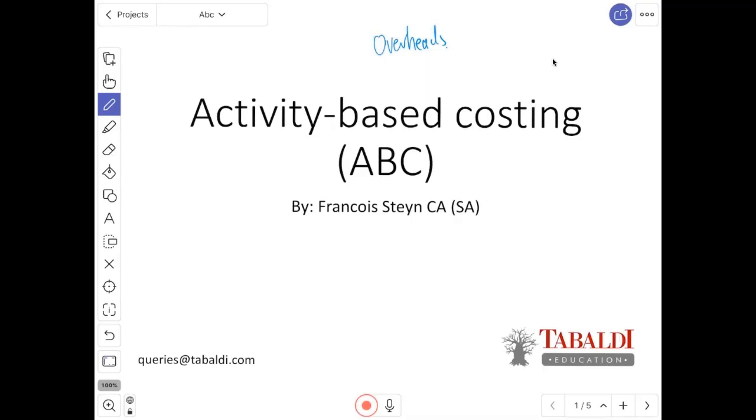Now, overhead. What's the problem with overheads? Let's say we've got two products, A and B. What are the cost elements that go into producing these products? It's always the same three cost elements. We've got direct material, direct labor, and overheads. So how are they different? Well, direct material and direct labor, they are direct costs. We can directly trace the costs to the different products.